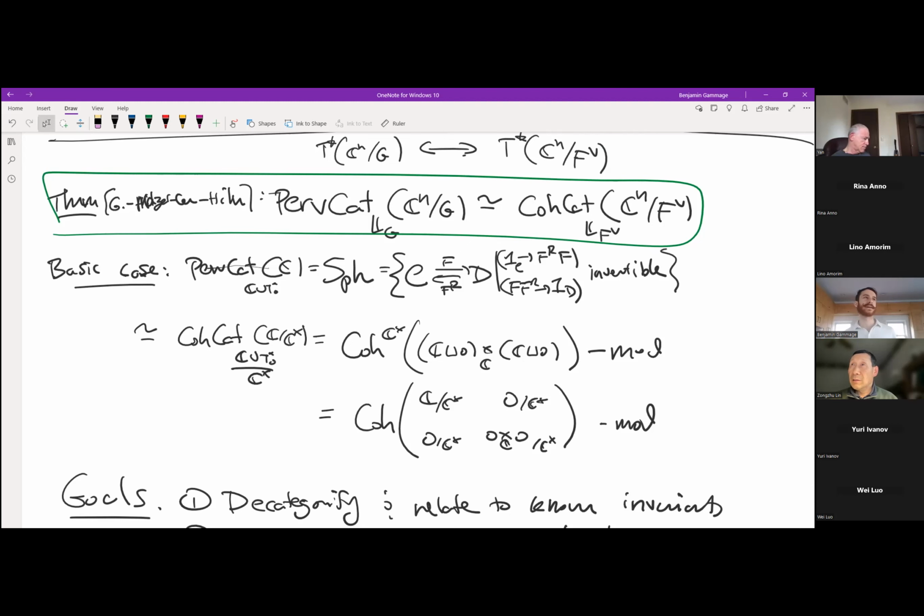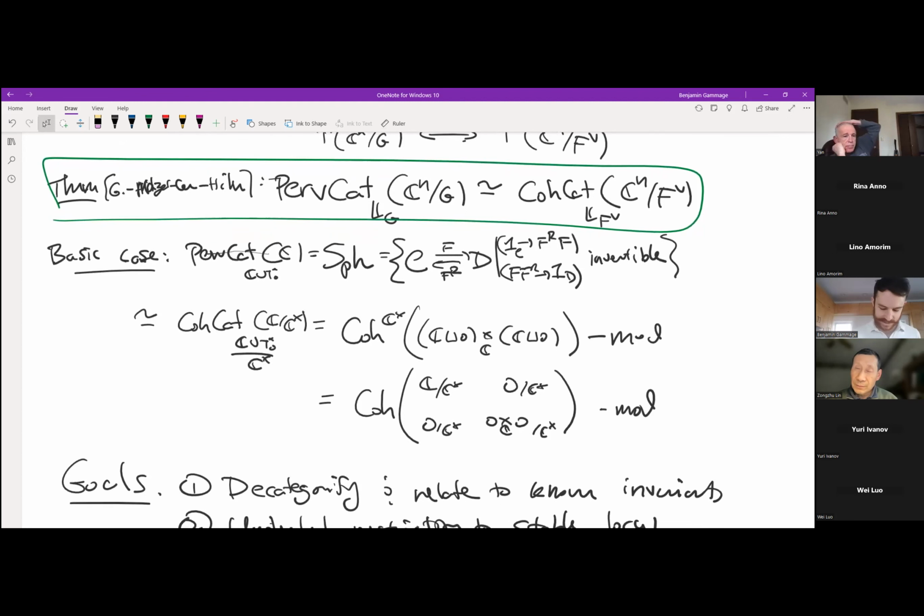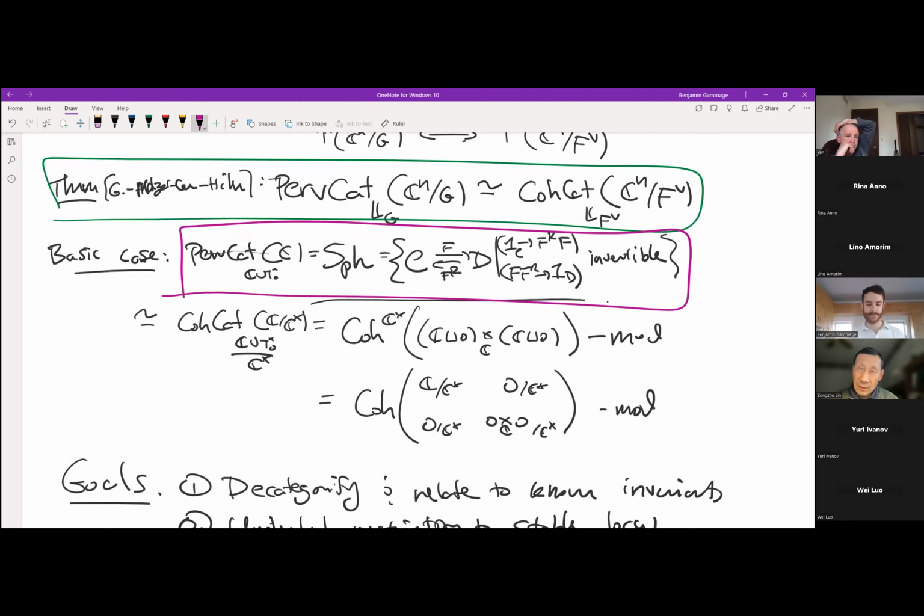Kapranov-Schechtman gave some definition of perverse Schober in their original paper, and at the very least in this situation, where I'm looking at a perverse Schober on C with only singularity at zero, we know what a perverse sheaf on C with only singularity at zero is: it's vanishing cycles and nearby cycles and some maps between them. And they gave us this. Now I'm telling you that my LG is just a product of that situation.